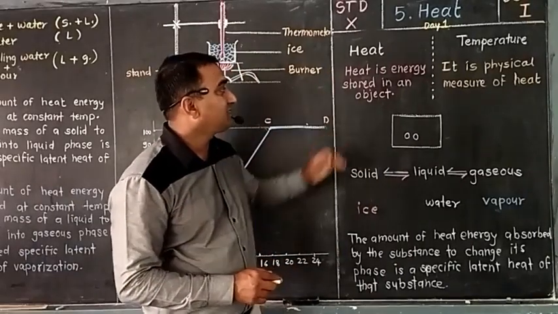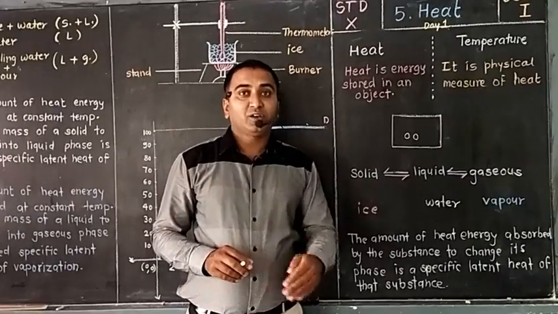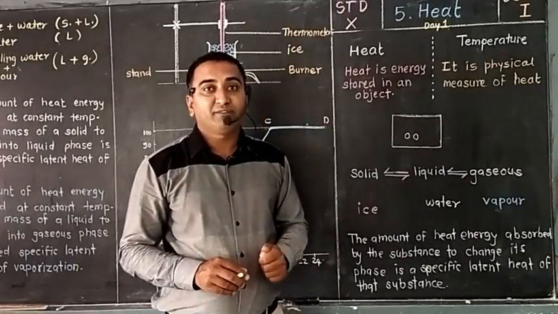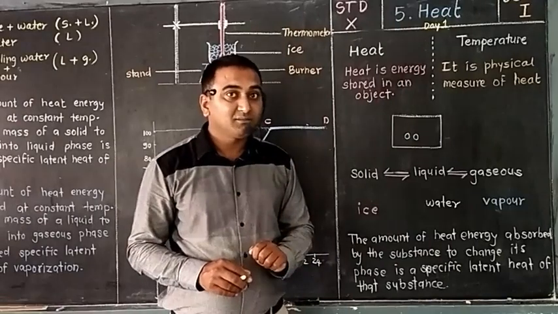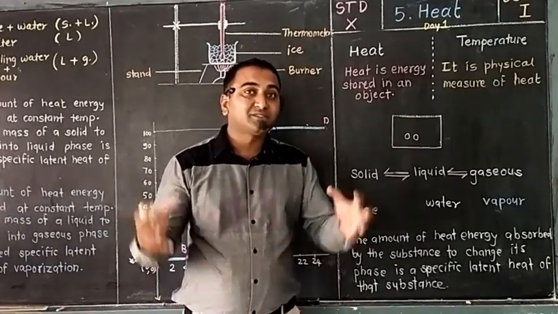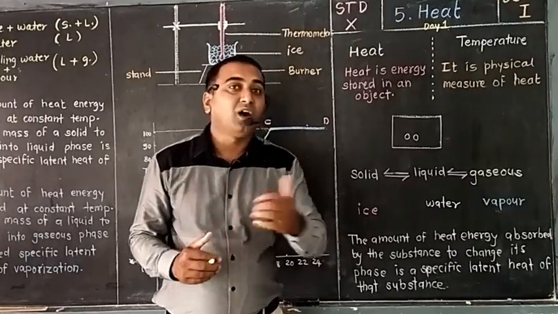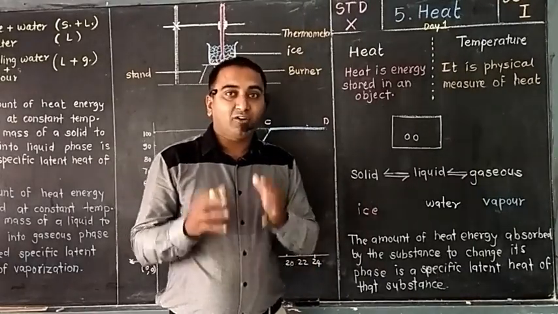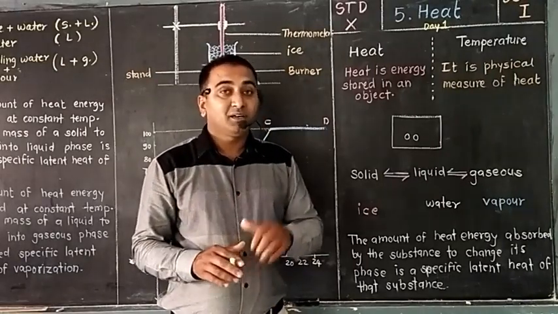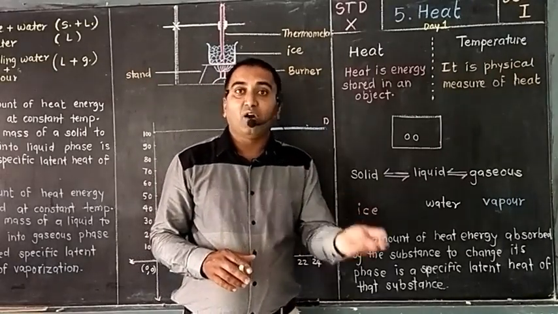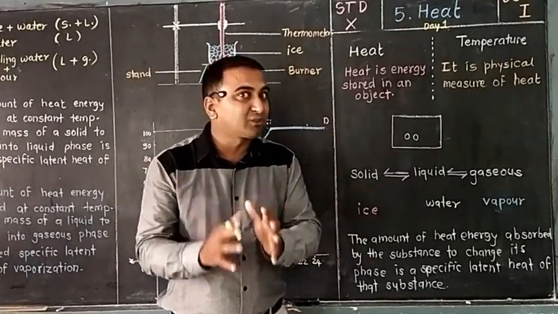Heat is the energy stored in an object. When you touch any object, you feel it is hot or cold. Why is it hot? Because when an object stores energy, definitely it will become hot. And when that object loses energy, then definitely it is cold. But by observing only hot and cold, we can't tell how much energy it has stored.